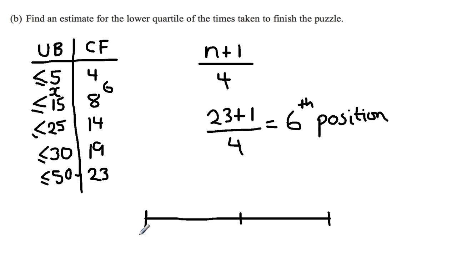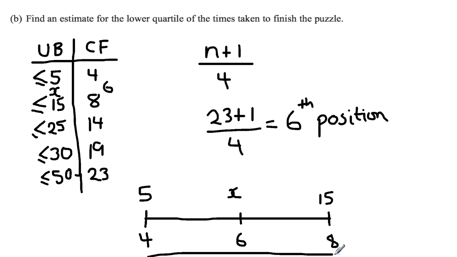So this end we're going to have 4 and the upper bound is 5. 6 is the position, X represents the lower quartile, and on this side 8 goes here and 15 goes here. Now, linear interpolation is very similar to similar triangles. So what we need to do first is find the difference between 8 and 4.